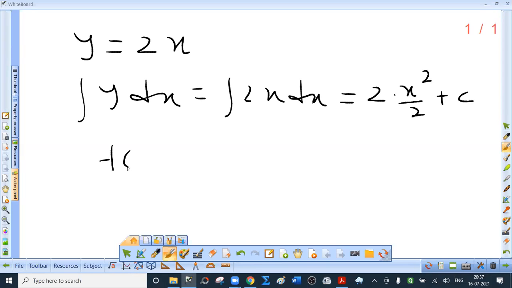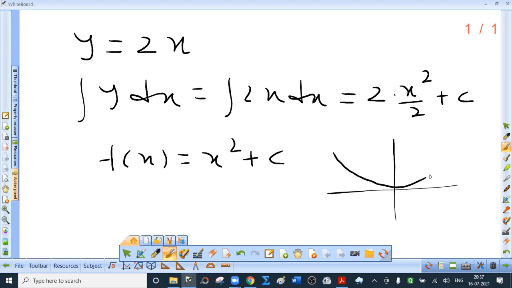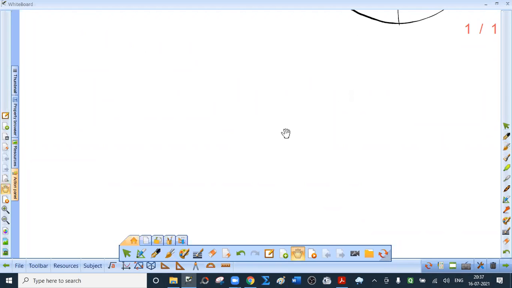So if I say that it is f of x equal to x square plus c, actually if I take y equal to x square, then this is a parabola. Now for different values of c, you get different curves. So an indefinite integral represents a family of parallel curves. Why family? Because something is common in them. This part is common. The answers differ only by a constant. So this is about indefinite integral.